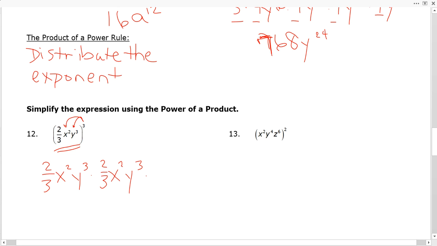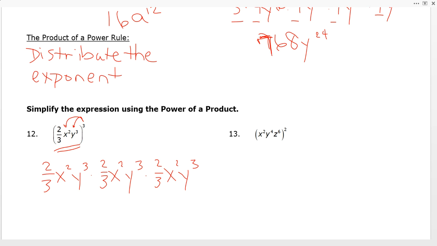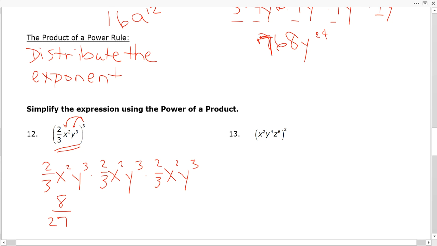3 times. So that when I'm done, I have 2/3 times 2/3 times 2/3. So let's just think of 2 times 2 times 2 on top is 8. And 3 times 3 times 3 on the bottom is 27. And then my x's, I have 2, 4, 6 x's and 3, 6, 9 y's. And so my answer would be that.